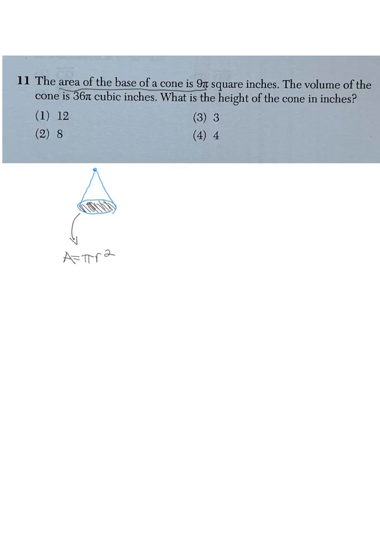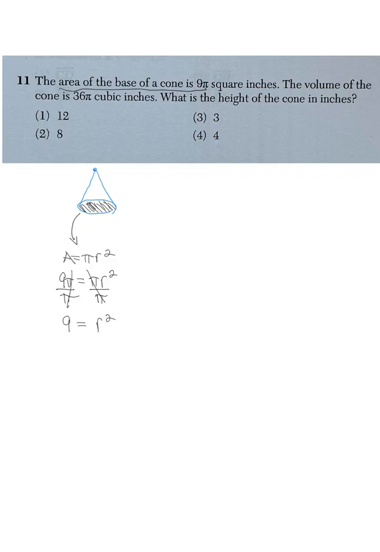So I'm going to then replace this A area with 9 pi. Okay, so watch. 9 pi equals pi r squared. Now I'm going to try to get the r by itself because that's the thing I don't know. So since pi is getting multiplied by r squared, I'm going to divide by pi and divide by pi. And that cancels this out, and it actually cancels that out also. So 9 is equal to r squared.